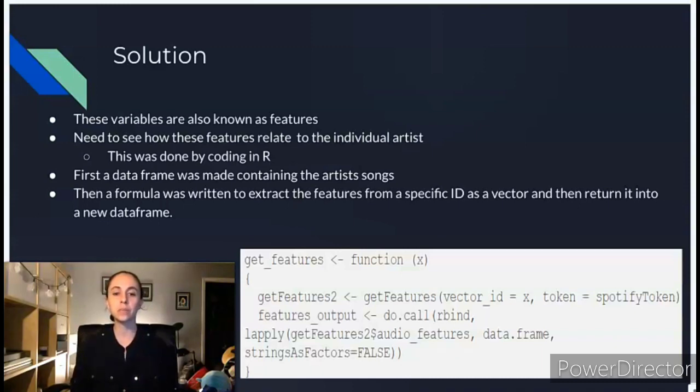There were data frames made so that way it contains the artist and their songs. The case study used formulas that you can see on this slide to understand and extract the specific features from IDs as a vector.